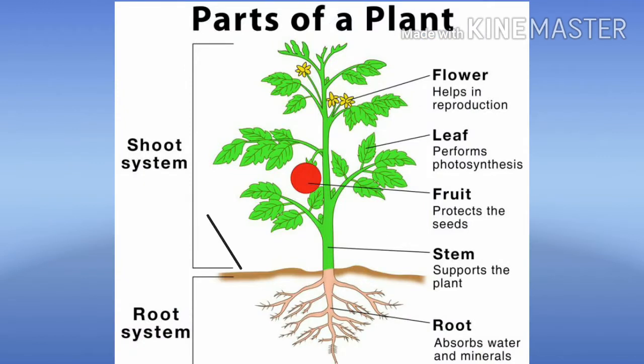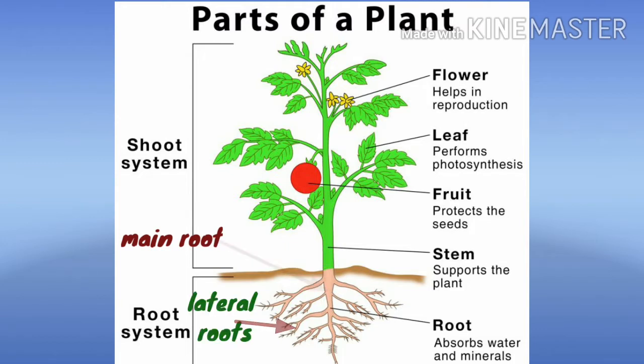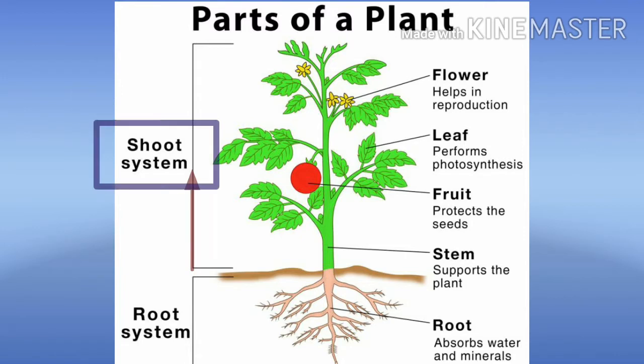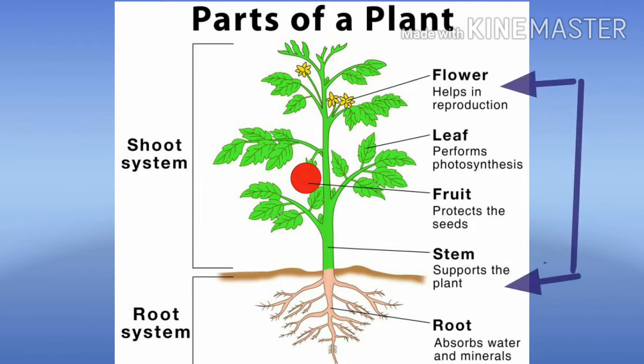The part of the plant that remains under the ground is called the root system. It consists of the main root and many lateral roots. The parts of the plant that remain above the ground are called the shoot system. It consists of stem, branches, leaves, buds, flowers, fruits and seeds.